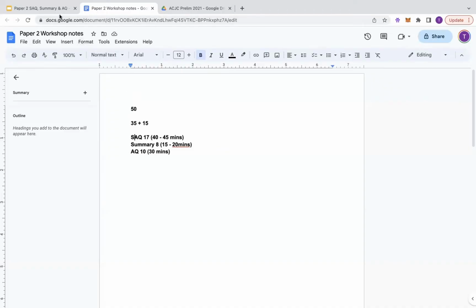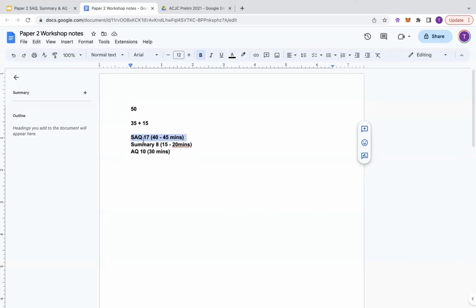So far I've seen my own students who couldn't finish the paper because, for instance, they spent too much time on this part. Maybe they say, oh, I couldn't understand what the question is trying to say, and then they spend too much time trying to figure out what each question and what the author is trying to say, and in the end they squish the summary and the AQ into the last half an hour. So it's not good.